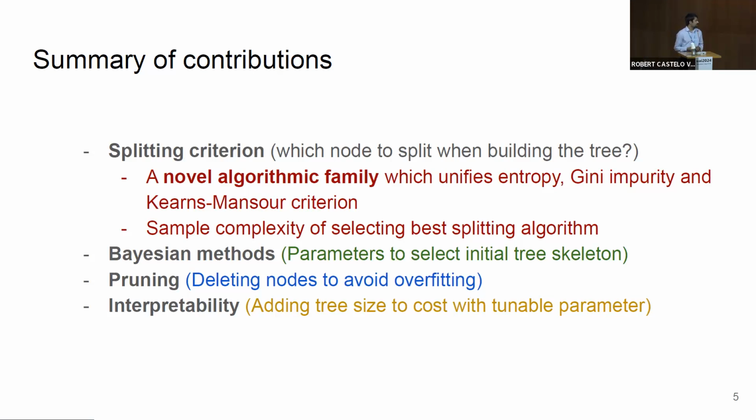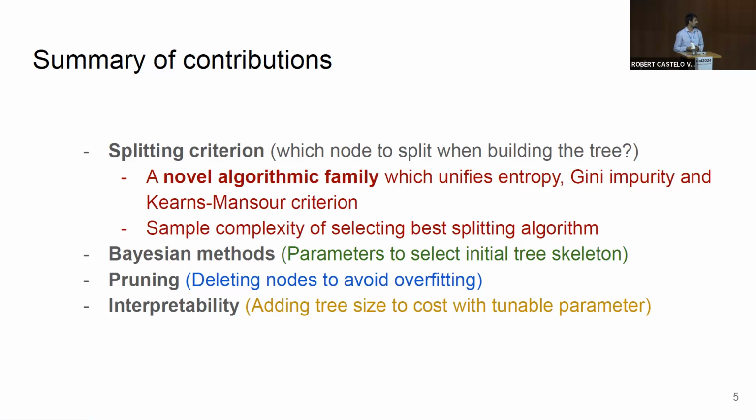We also give bounds on hyperparameter selection for Bayesian methods. It's a randomized algorithm which starts with an initial tree skeleton based on some prior, and then does a stochastic search. I'll go into the details in a bit, but the idea again is we are able to apply our techniques even to randomized algorithms which have some hyperparameters.